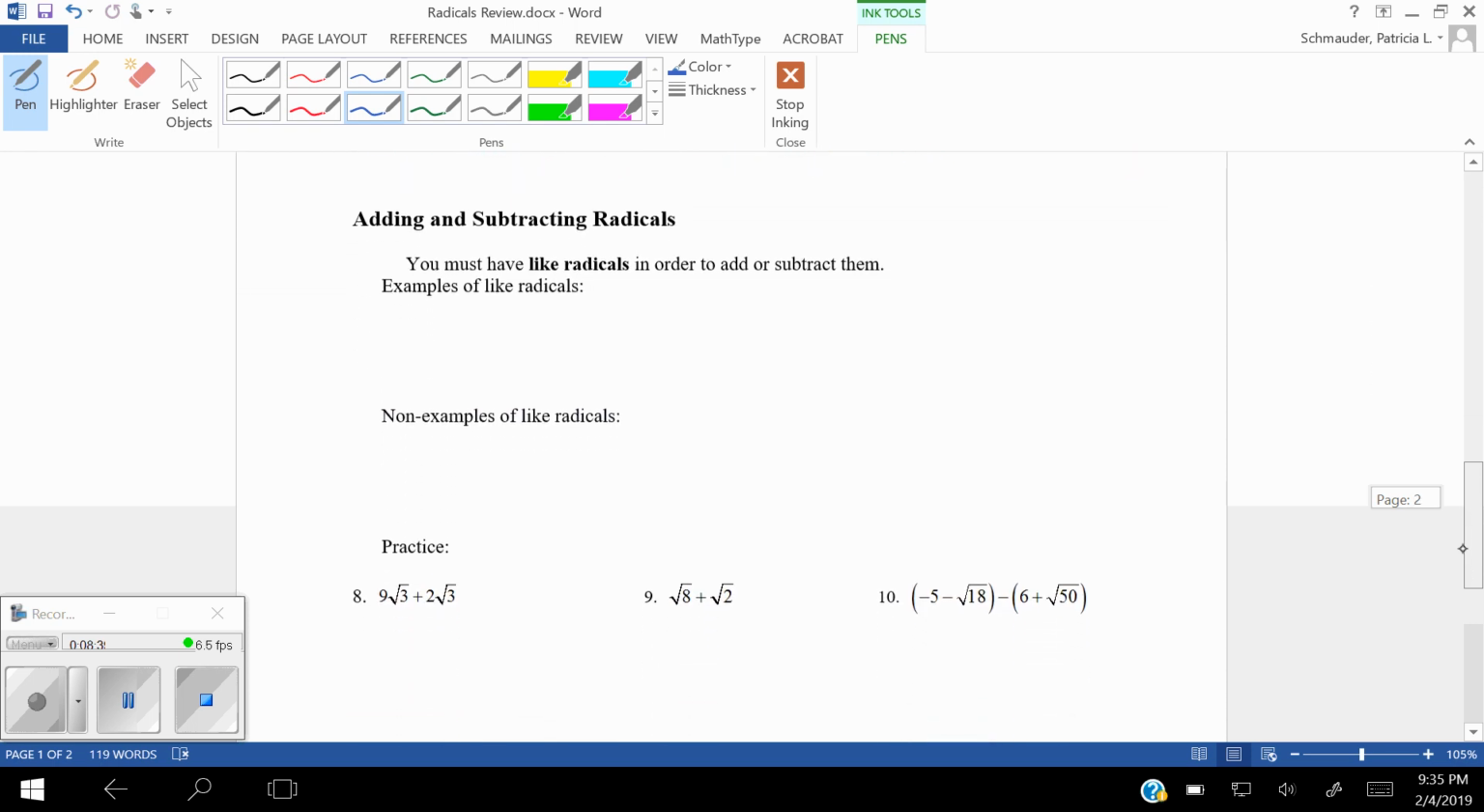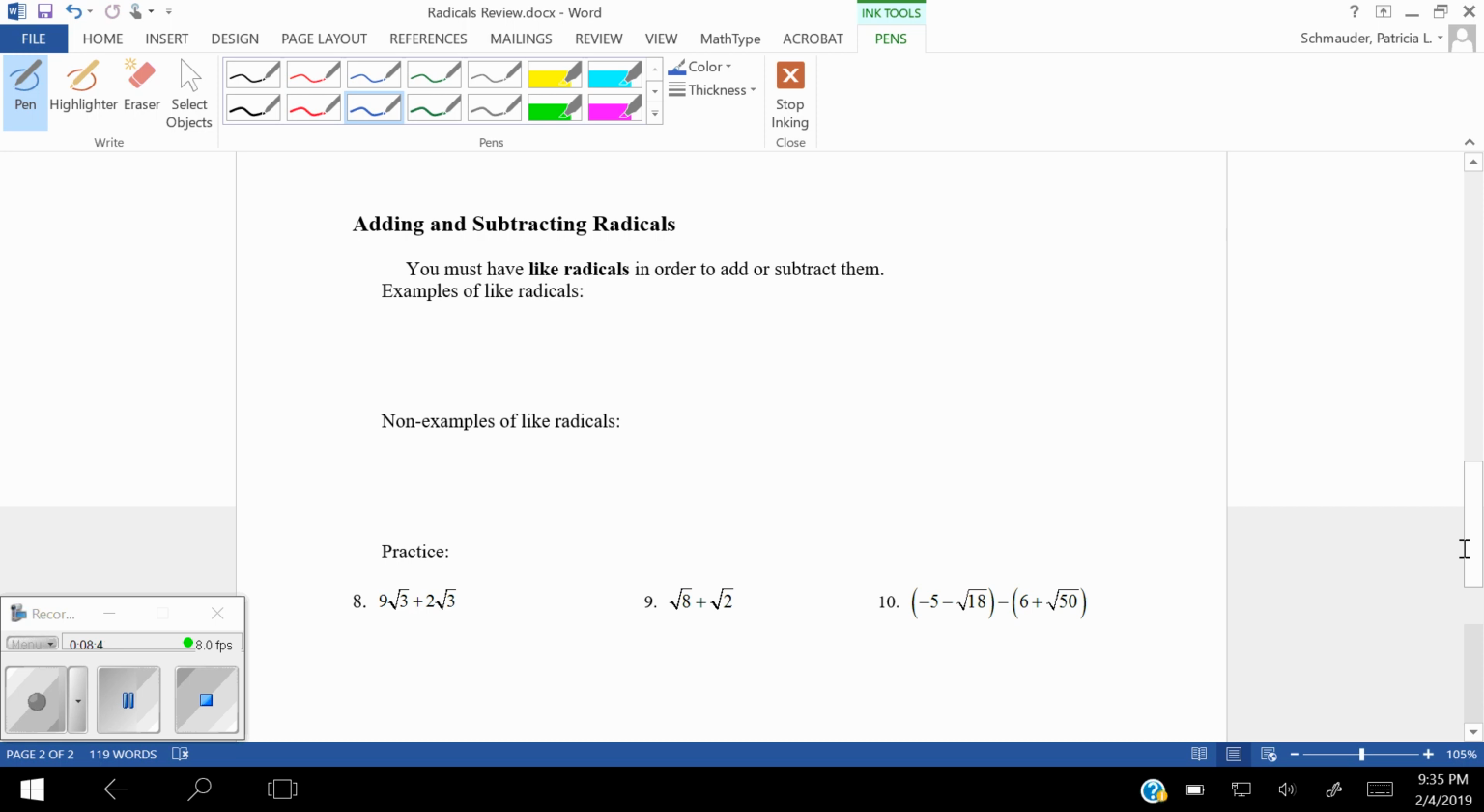Okay, how about adding and subtracting radicals? You must have like radicals in order to add or subtract them. Well, what does that mean? What are like radicals? How about this? What if I had 3 times the square root of 3 plus 2 times the square root of 3? Those would be like radicals because both of my numbers have the square root of 3. I got the same root, I got the same number under the radical.